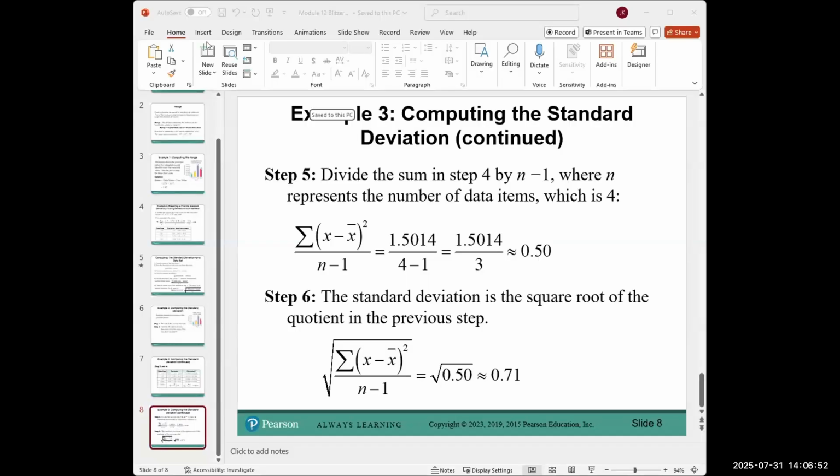All right, we're going to look at the next section, which is 12.3. So we've talked about finding the middle of the data. We also like to talk about how spread out the data is.